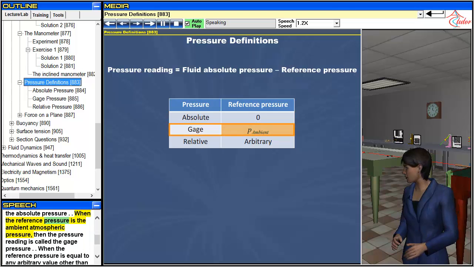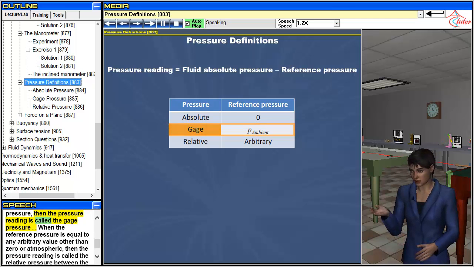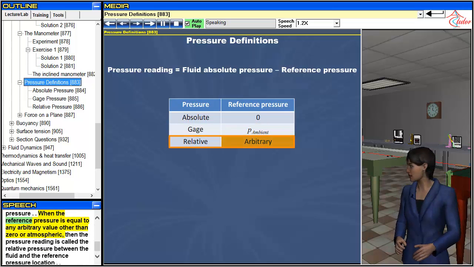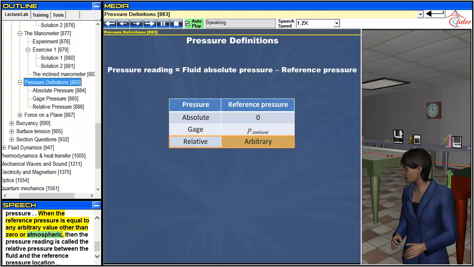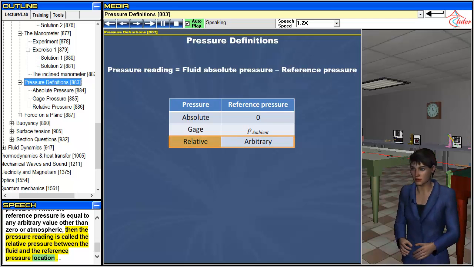When the reference pressure is the ambient atmospheric pressure, then the pressure reading is called the gauge pressure. When the reference pressure is equal to any arbitrary value other than 0 or atmospheric, then the pressure reading is called the relative pressure between the fluid and the reference pressure location.